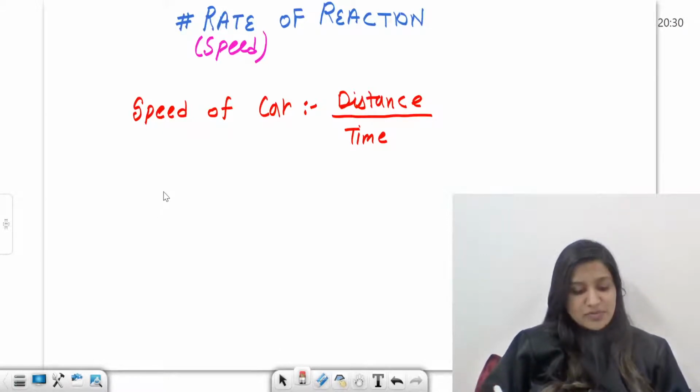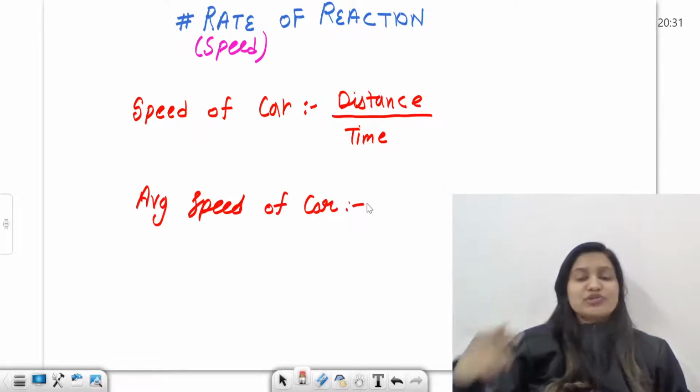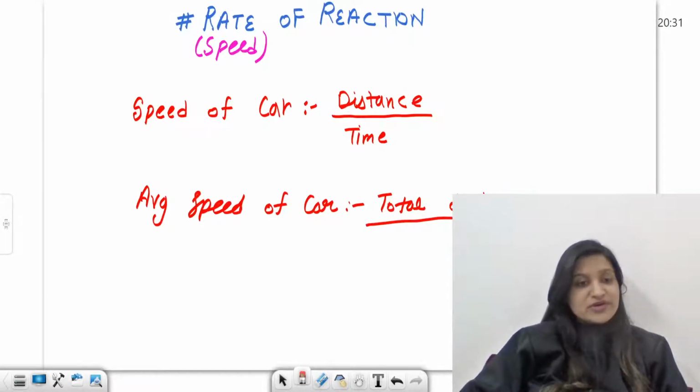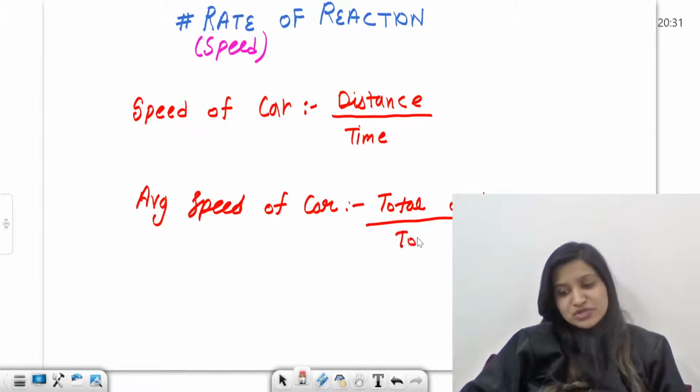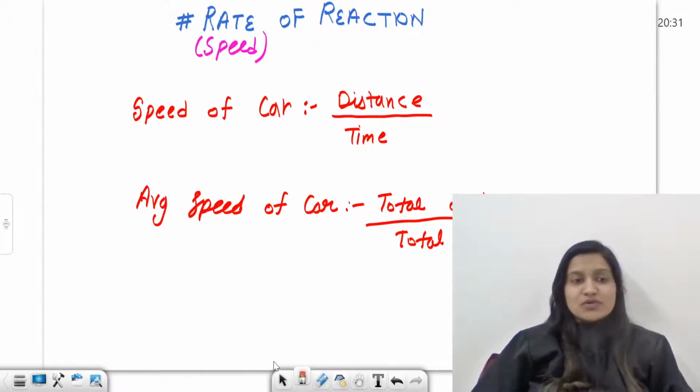Now, let's talk about the average speed. Average speed of car. So what do you say? Ma'am, total distance traveled over total time you took in order to travel the distance. That's your total distance over total time.